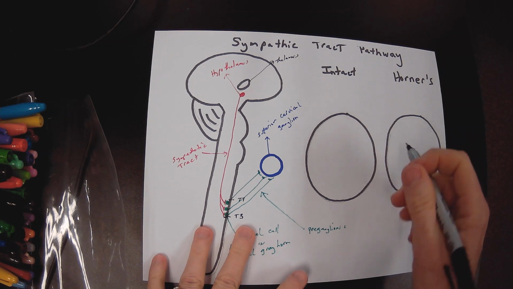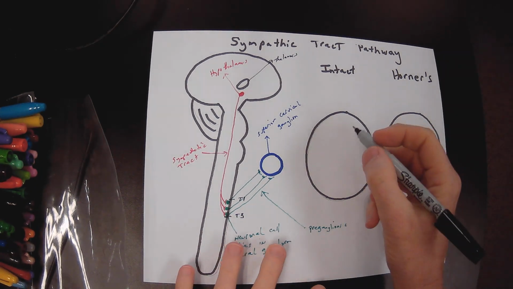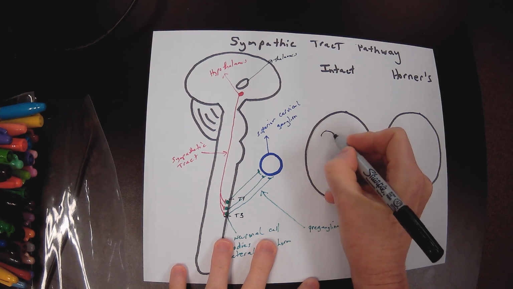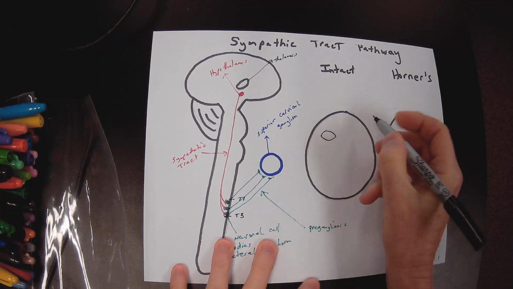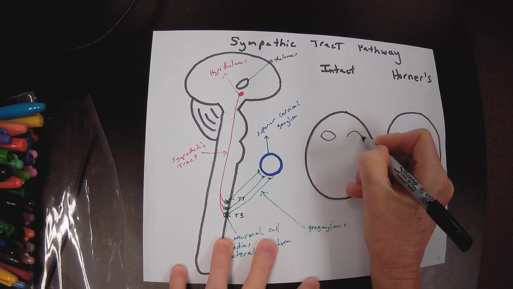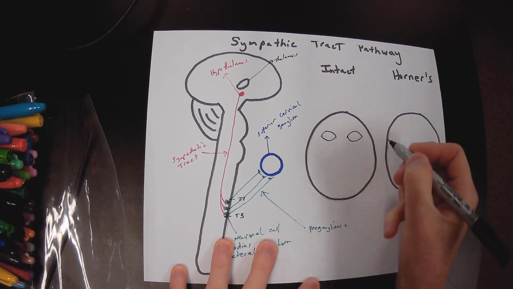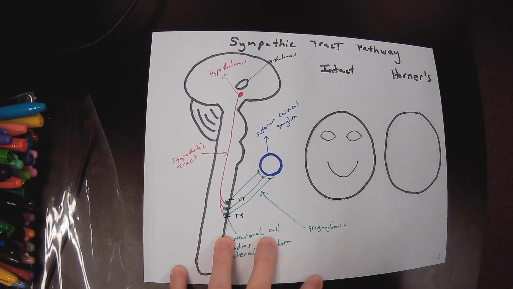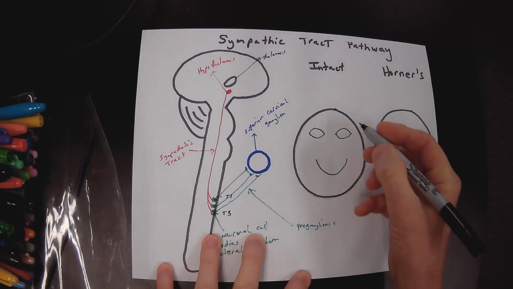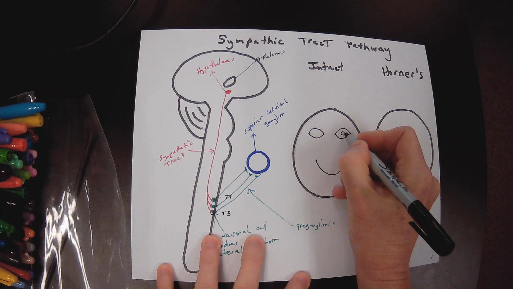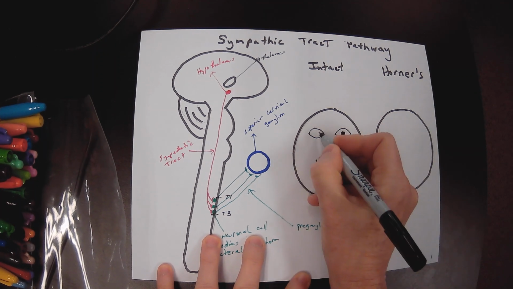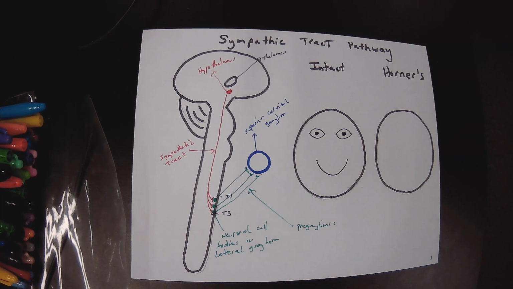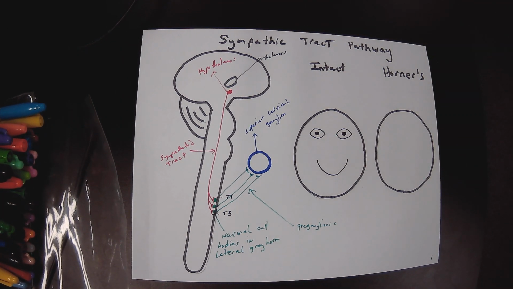And an intact face would be that the eyes are wide open, great big, wide open eyes, and not really relevant to Horner's, but I like to make everybody smile. Nice big smiley face. And we have normally dilated eyes, or normal dilation, not super constricted, not over dilated or anything like that.